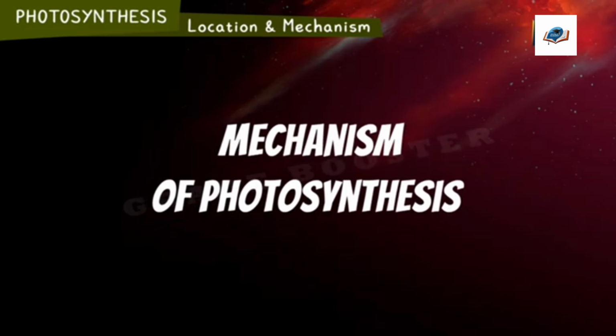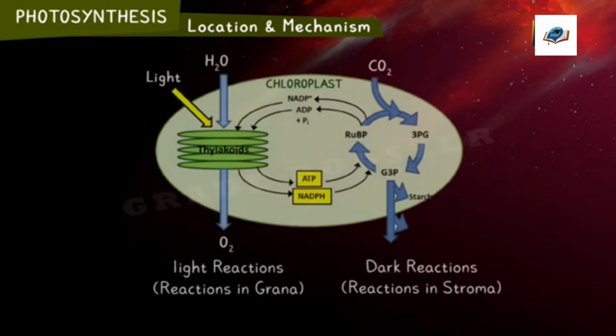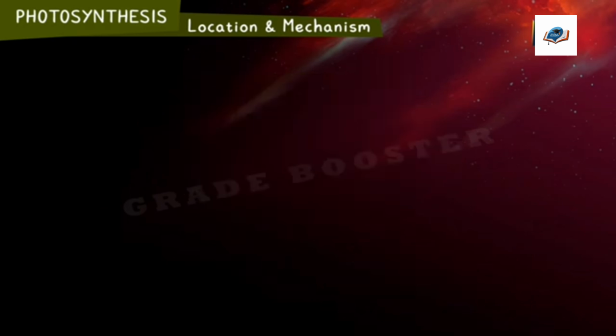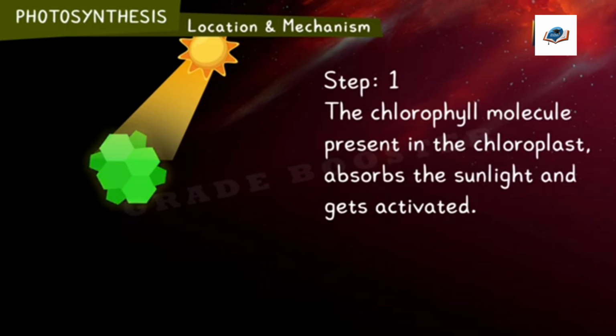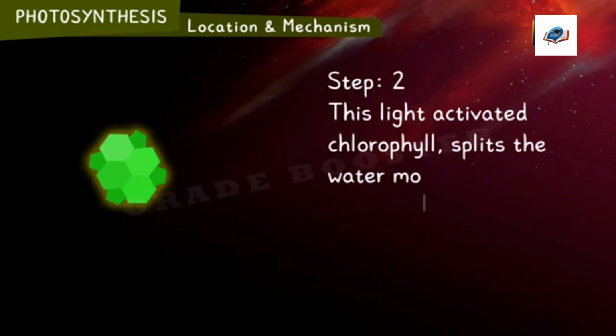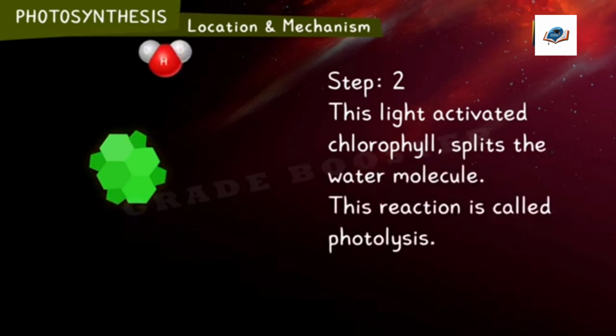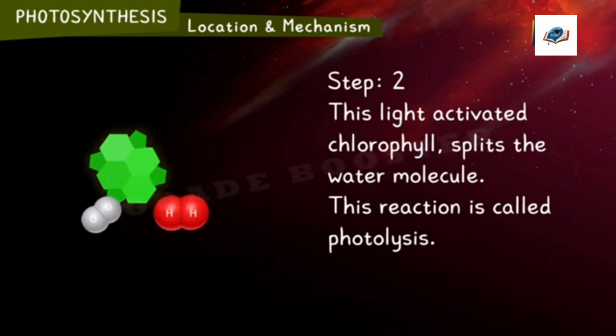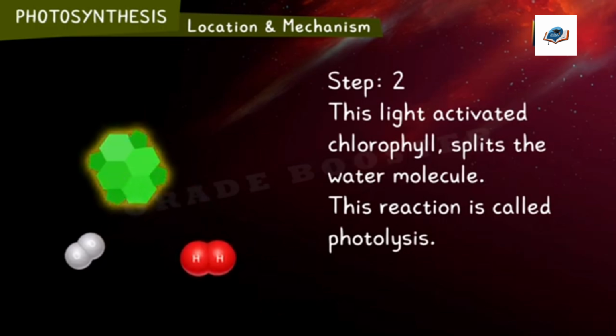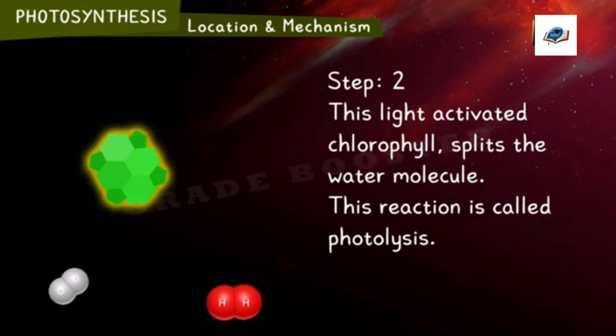Mechanism of photosynthesis. Let us try to understand the mechanism of photosynthesis in 3 major steps. Step 1. The chlorophyll molecule present in the chloroplast absorbs the sunlight and gets activated. Step 2. The light-activated chlorophyll splits the water molecule. We know that water molecule is made up of hydrogen and oxygen. Now these two are separated by this light-activated chlorophyll. This reaction is called photolysis.